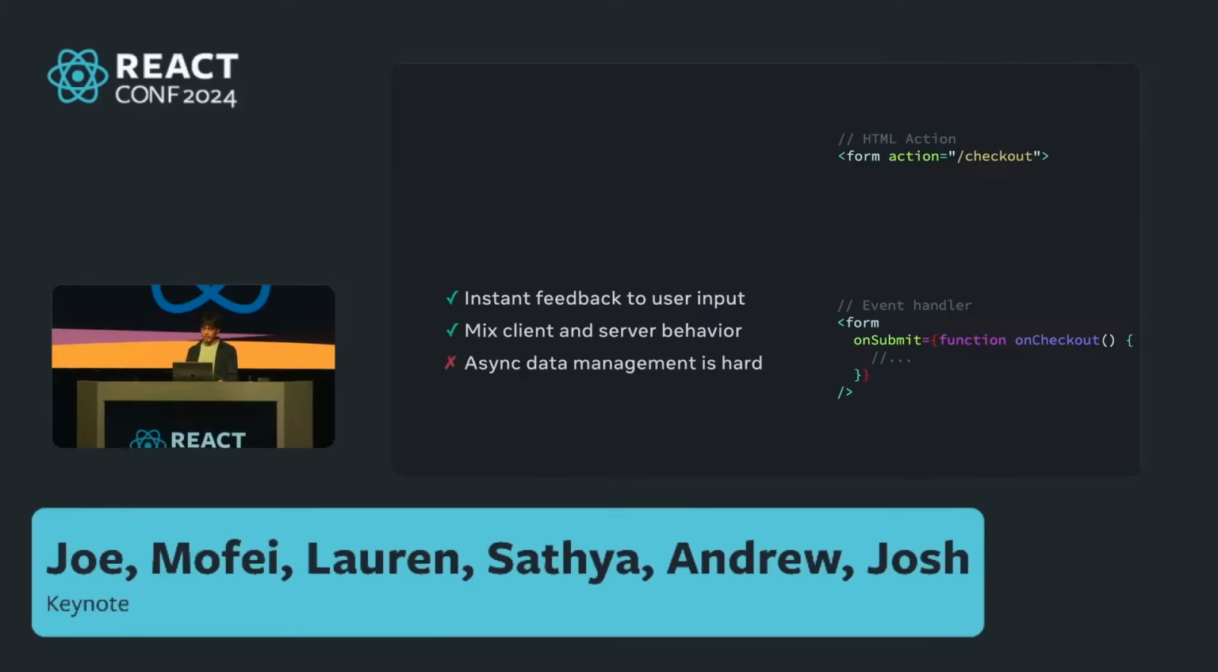Managing local state asynchronously is super hard and frequently leads to bugs like race conditions. And because event handlers rely on JavaScript, the UI is not interactive until the code loads and runs, which is slow compared to raw HTML and leads to dropped interactions. So it's tempting to revert back to plain HTML actions.